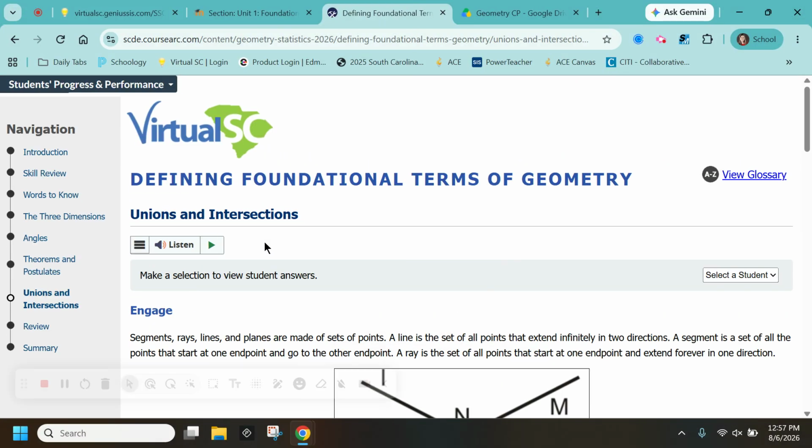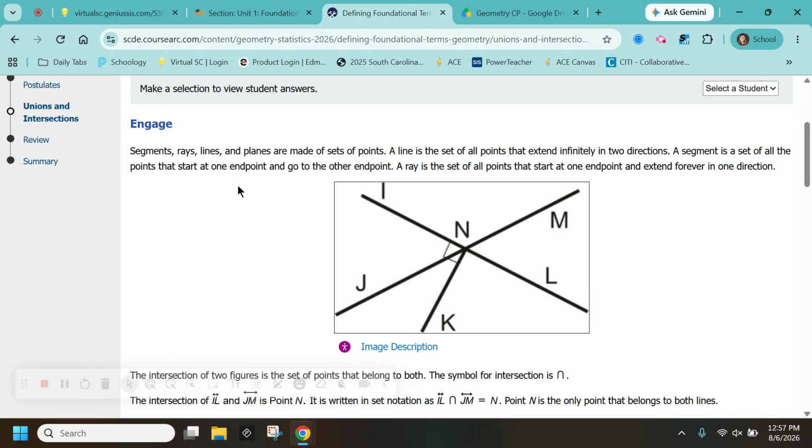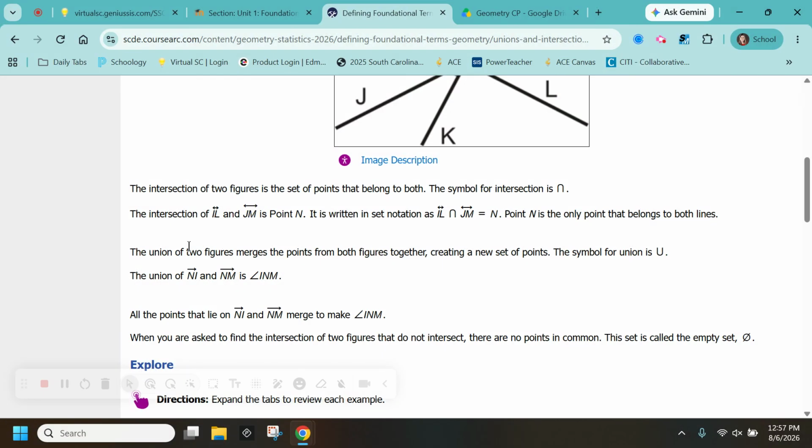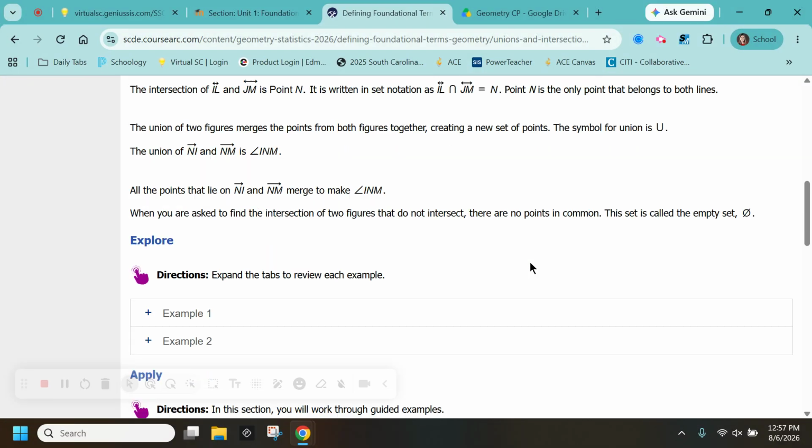And then the last portion of this lesson, we have intersections and unions. So segments, rays, lines, and planes are made up of sets of points. A line is the set of all points that extend infinitely in two directions. A segment is a set of all the points that start at one endpoint and go to another endpoint. And then a ray is a set of all points that start at one endpoint and extend in one direction. The intersection of 2 figures is the set of points that belong in both. A union merges the points from both figures.